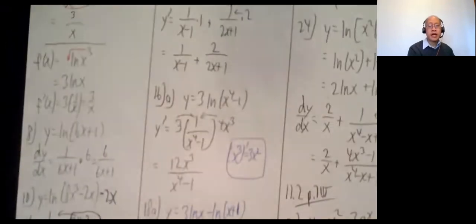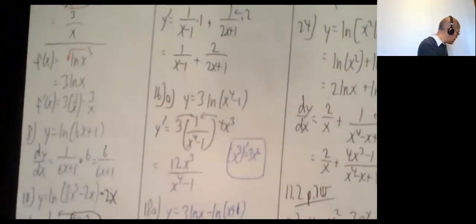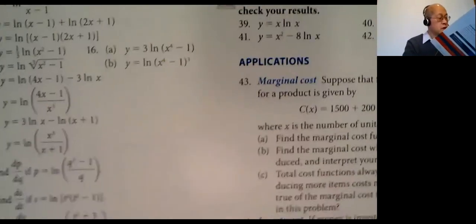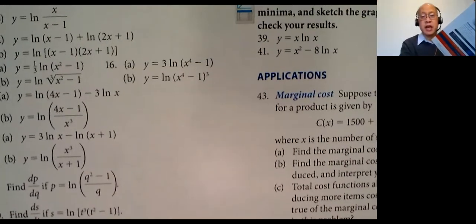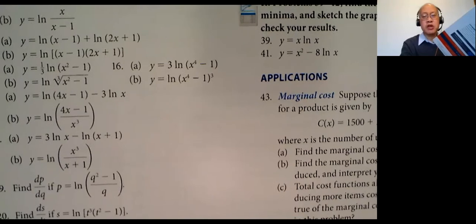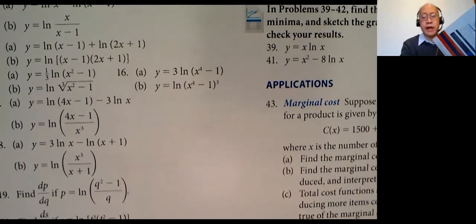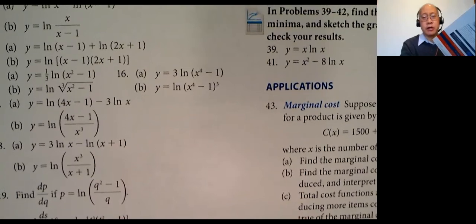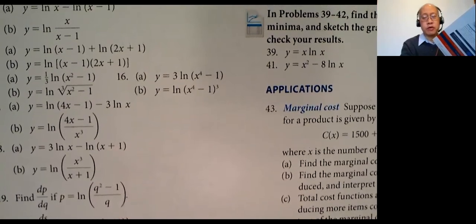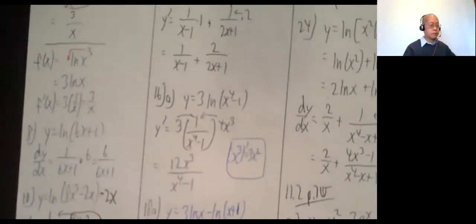All right, 16A. Again, I'm only going to do A. B is harder. If you look at 16B, it's ln of (x to the 4th minus 1) cubed. So some chain rule. It's way better to bring that 3 exponent down in front. And then you have 3 ln(x to the 4th minus 1), which I still have to do, but it's going to be a much easier problem.